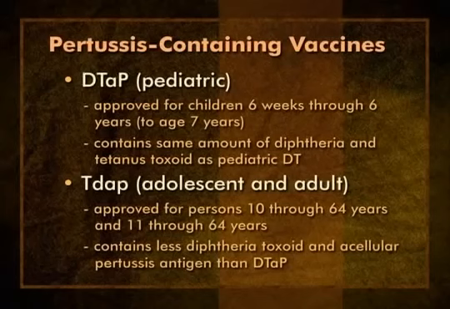Both these vaccines have less diphtheria toxoid and acellular pertussis antigen than pediatric DTaP vaccines. These vaccines should not be used for anyone younger than 10 or 11 years, depending on the brand. We will discuss Tdap vaccines in more detail a little later.